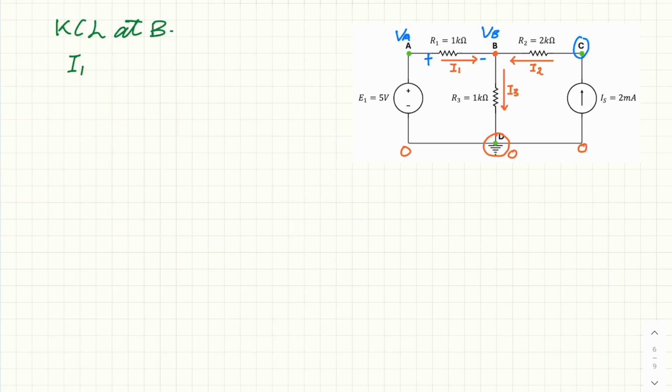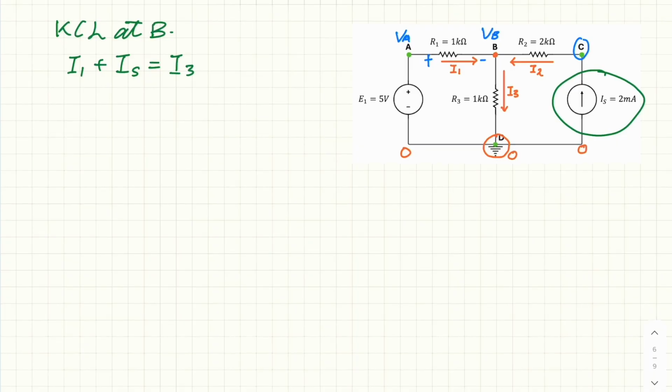KCL at B. The currents going in are I1 and also I2. But if you look at the circuit, I2 must equal IS because we have a current source here, and the current source IS must equal I2. So instead of putting I2, I can just put IS here, and I3 is flowing out from node B. So this is I3. Next, we want to express all currents in terms of node voltage and resistance. This is the key step in nodal analysis.